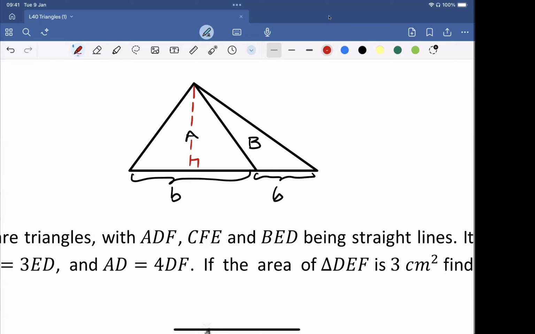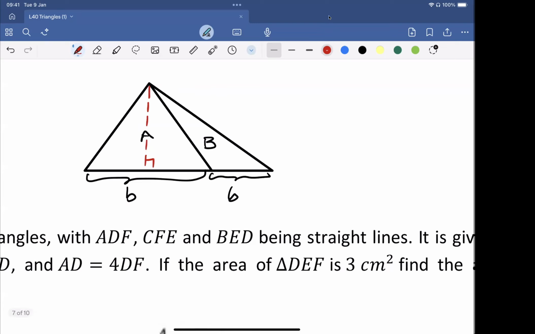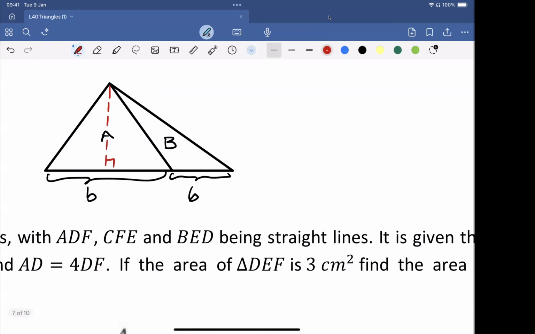Can I draw it like that? Yes, because it's 90 degrees to the base, right? What about triangle B? Does it have the same height as triangle A? No. Come, let's draw triangle B by itself.